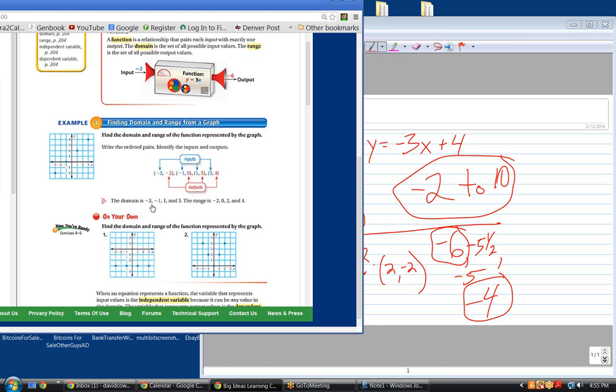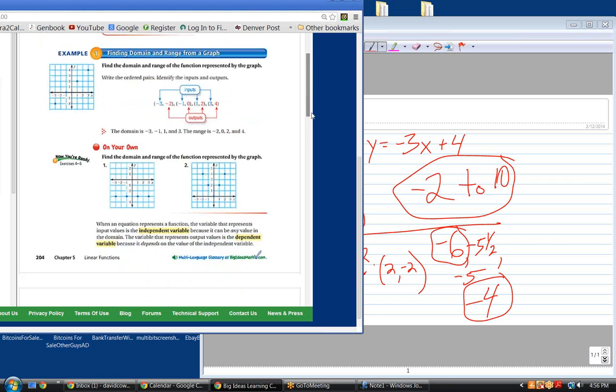So notice what they call the domain. The domain can be -3, -1, 1, or 3. The range can be the red numbers, -2, or 0, or 2, or 4. So they don't like my terminology of -2 to 10. They want you to spell out each of the allowable inputs and each of the allowable outputs. That's what they're calling domain and range on these non-continuous functions. Okay?